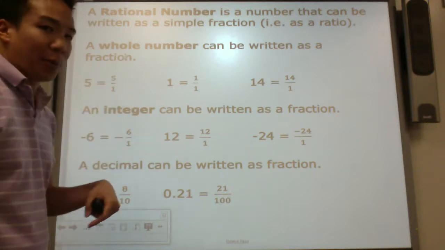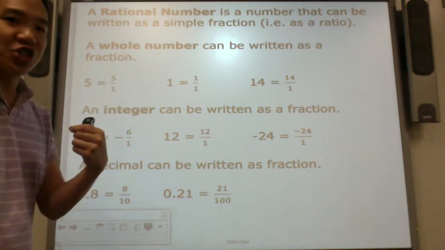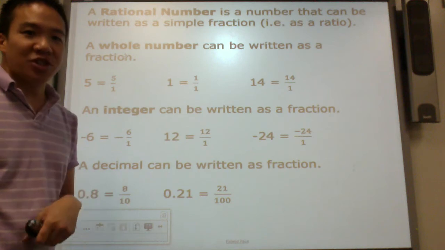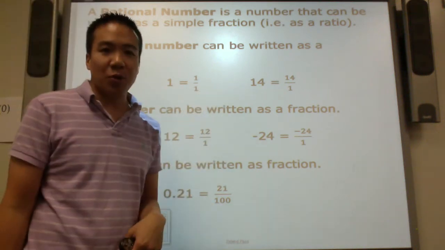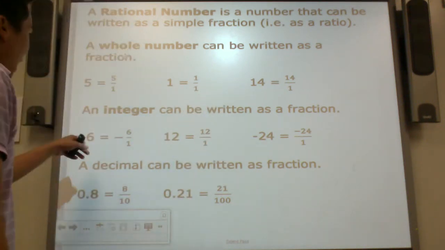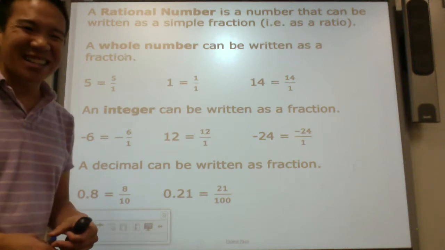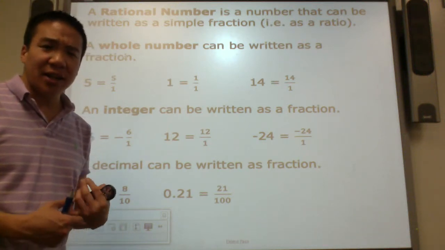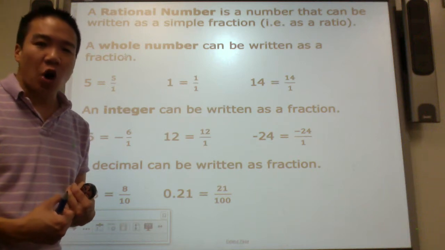Because what's 5 divided by 1? 5. It doesn't change its value. 1 could be written as 1 divided by 1. 14 can be written as 14 divided by 1. An integer can be written as a fraction also. So what's an integer again? A positive or negative whole number.